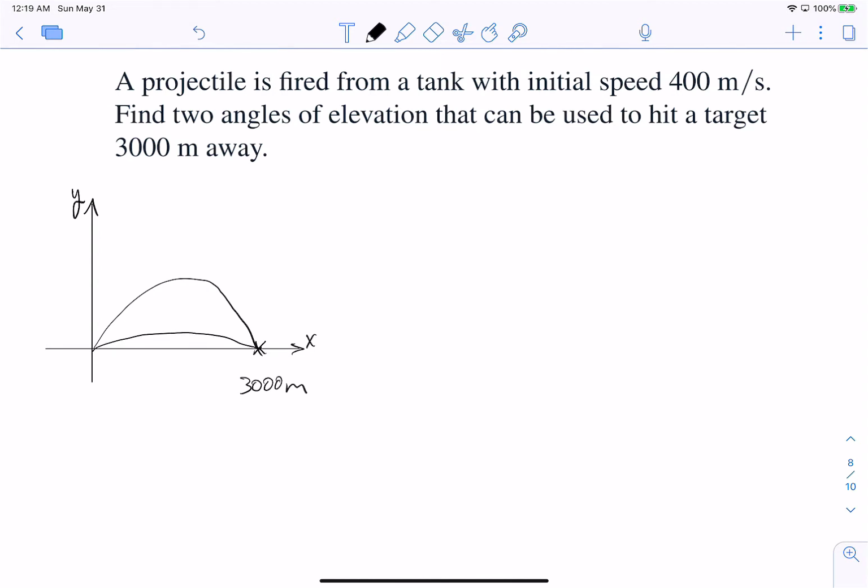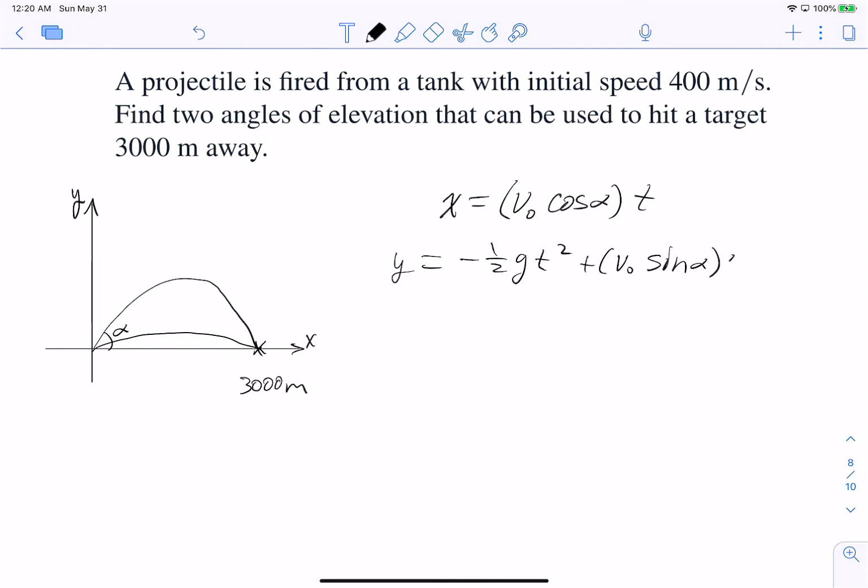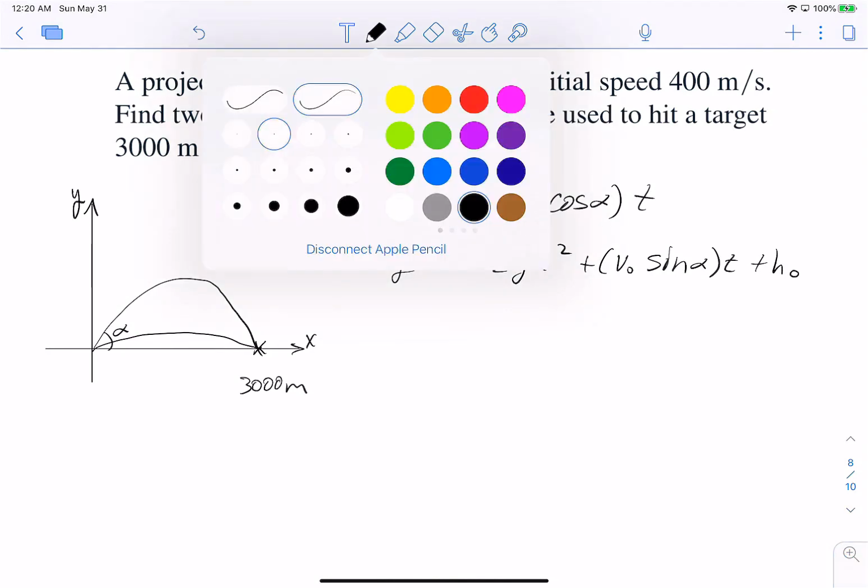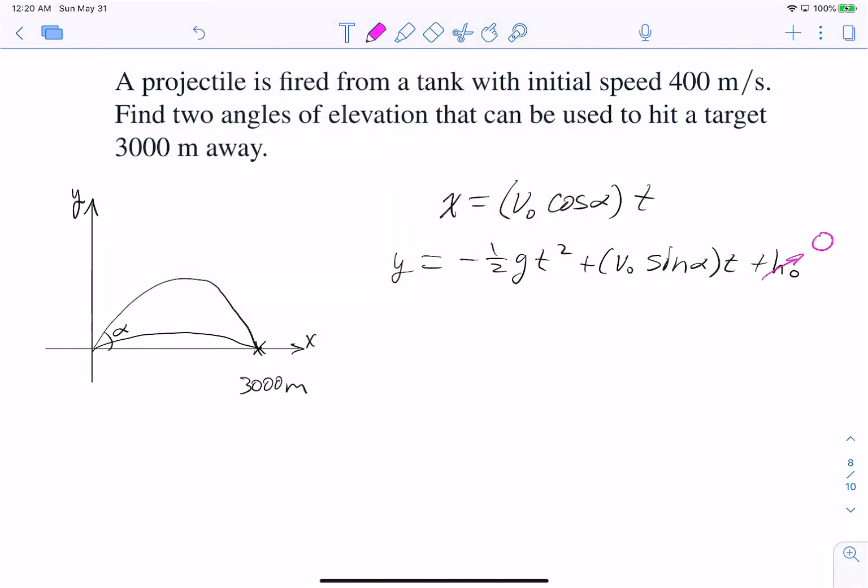In any case, we're looking for an angle of elevation alpha, and hopefully our work is going to net us two solutions. We're talking about projectile motion, and so x is going to equal v naught times the cosine of alpha t, and y is going to equal negative 1/2 g t squared plus v naught times the sine of alpha t plus h naught. But I just said that by assumption we're going to say that the initial height is 0. Otherwise it's a free-for-all. Throw in whatever number you want, and I have a feeling that's not what the author intended.